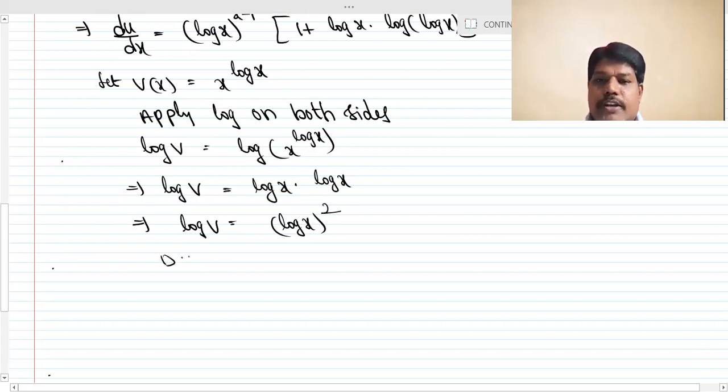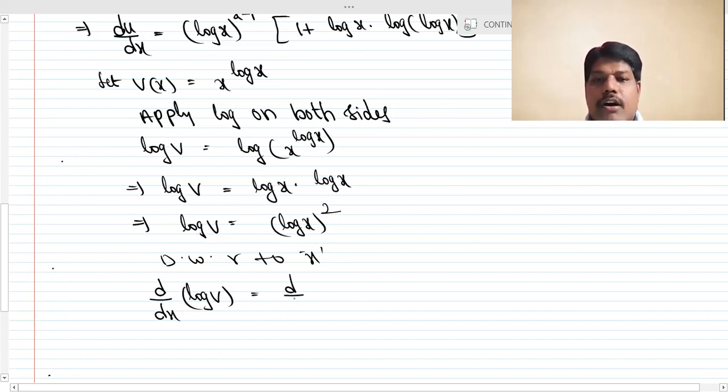Differentiate with respect to x. What happens? Differentiate with respect to x. That is nothing but the derivative of log v is equal to the derivative of log x whole square. See this one here.